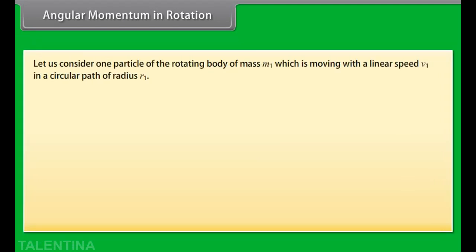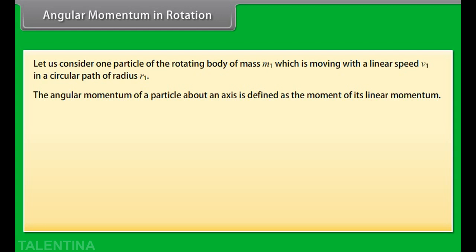Angular momentum in rotation. Let us consider one particle of the rotating body of mass m1, which is moving with a linear speed v1 in a circular path of radius r1. The angular momentum of a particle about an axis is defined as the moment of its linear momentum. Hence, angular momentum of particle P1 is given by L1 is equal to m1 r1 square omega.